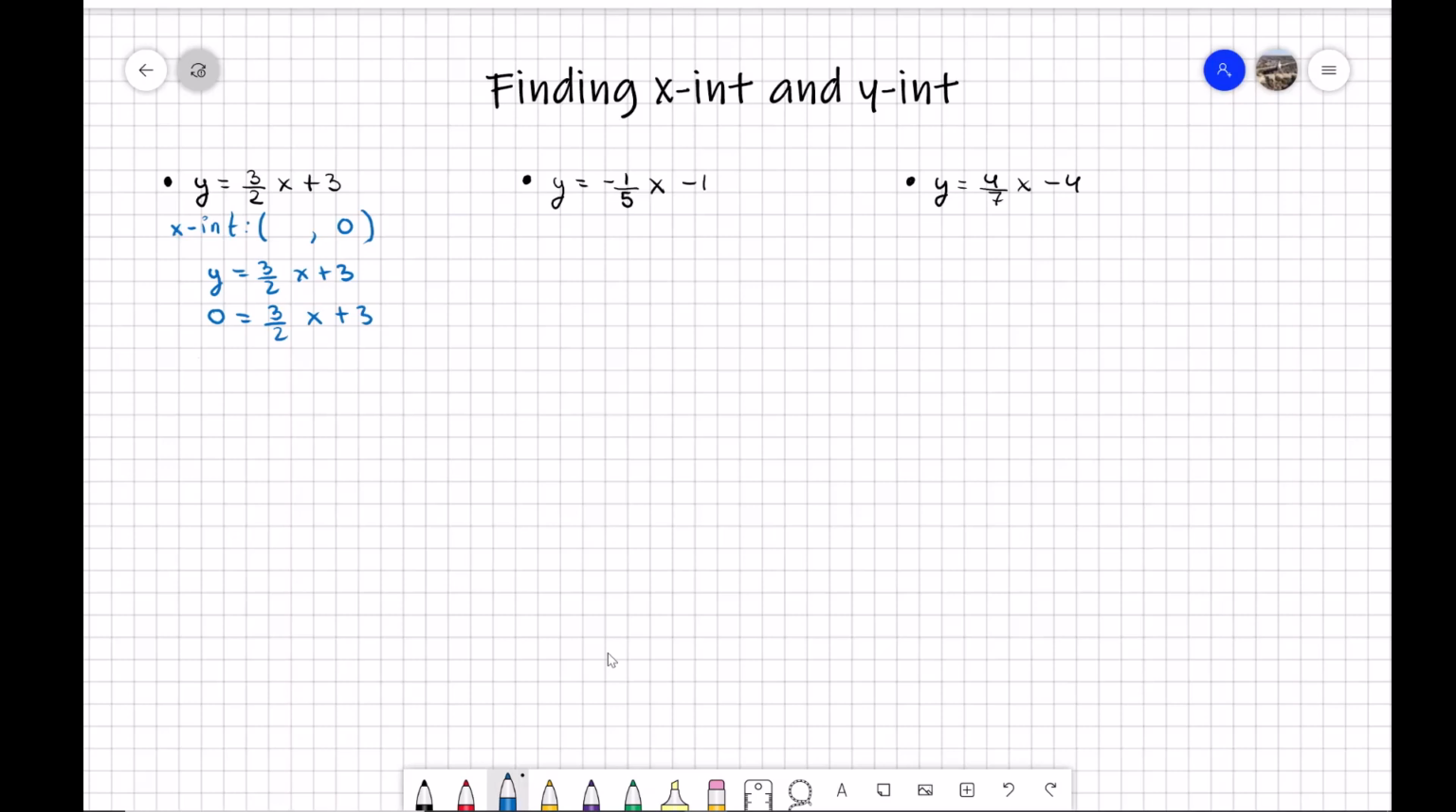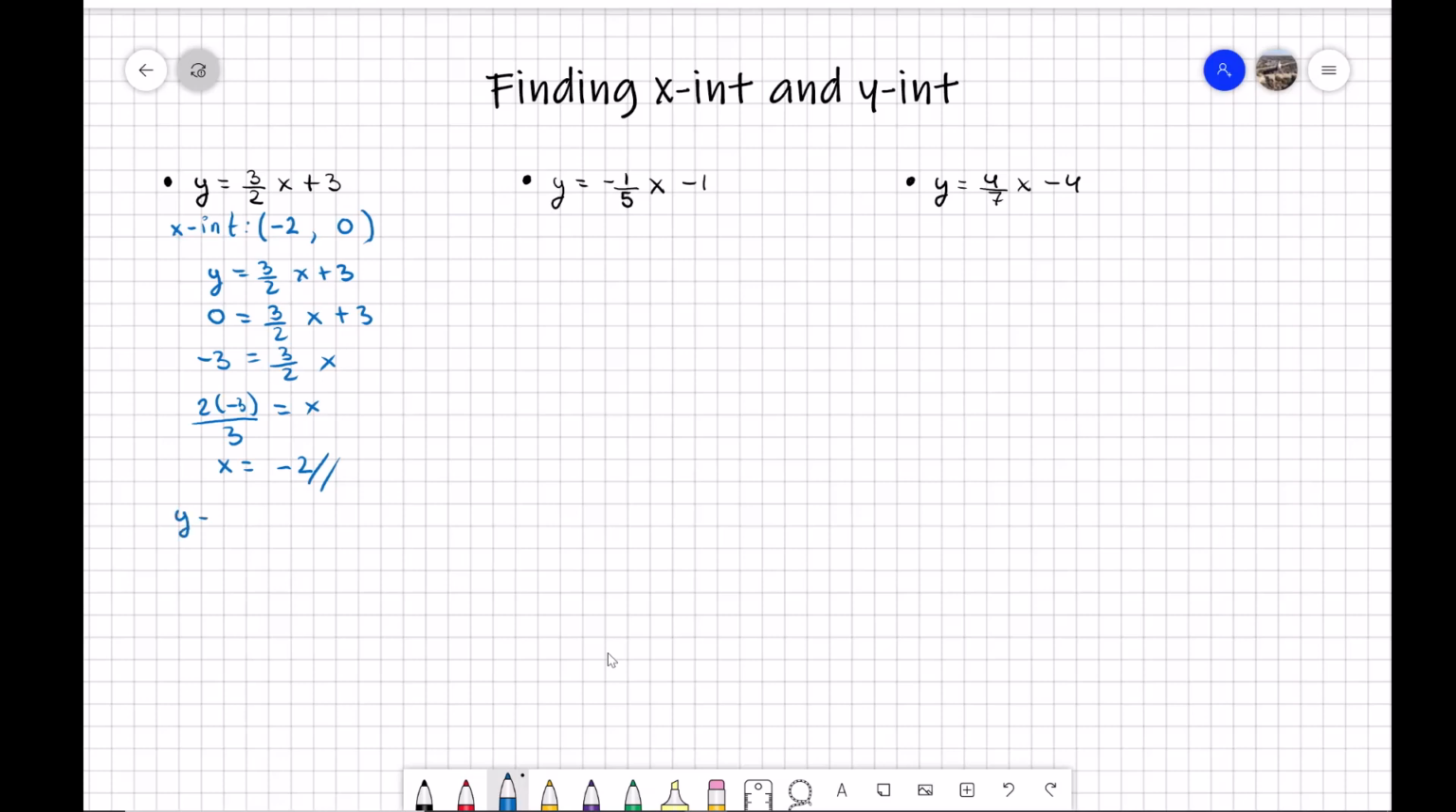So if we solve for x, we end up with negative 3 equal to 3 over 2x, and we end up with 2 times negative 3 divided by 3, and that's equal to x. So x is equal to negative 2. Alright, so that's going to be our x-coordinate, and we have our x-intercept.